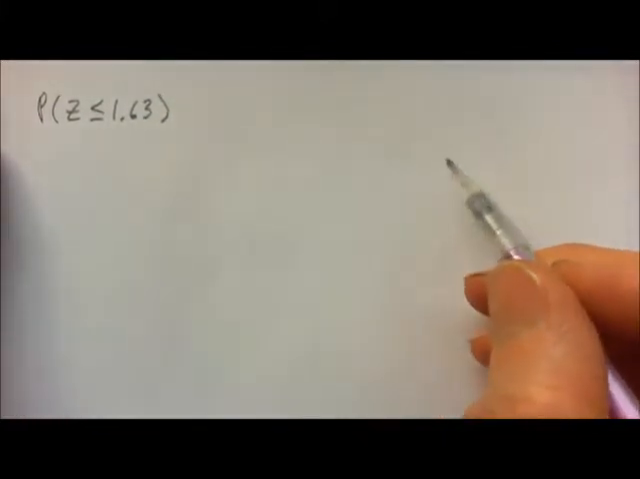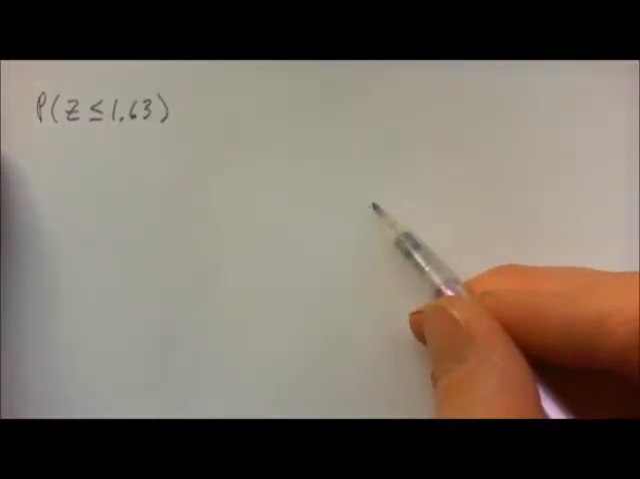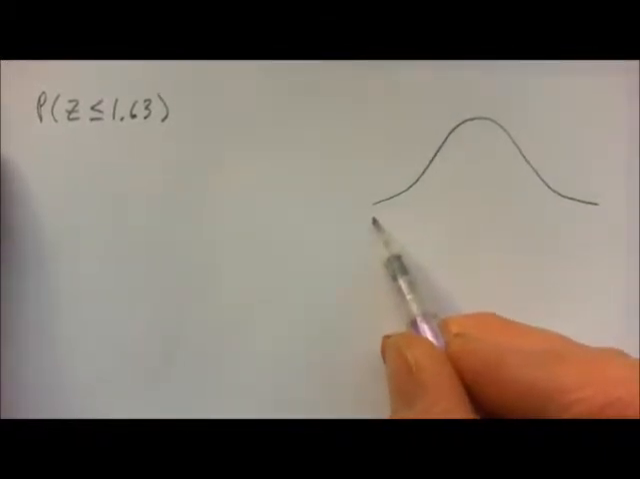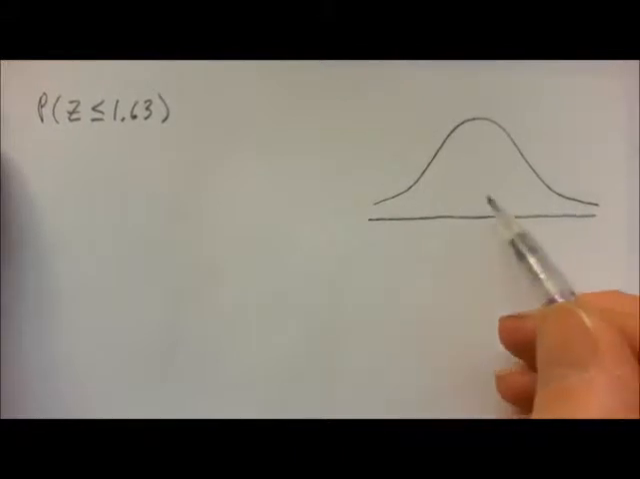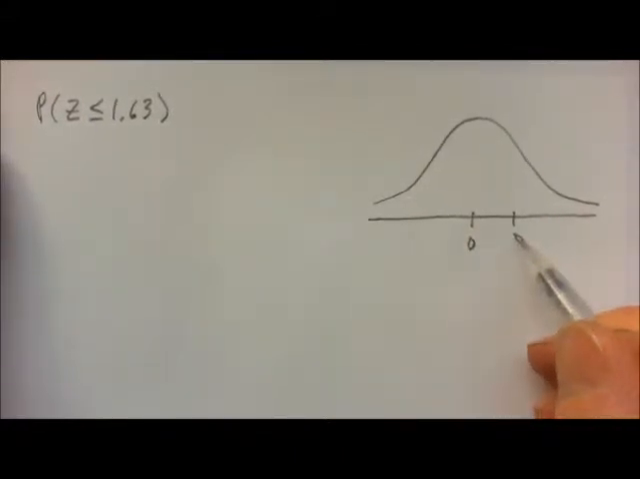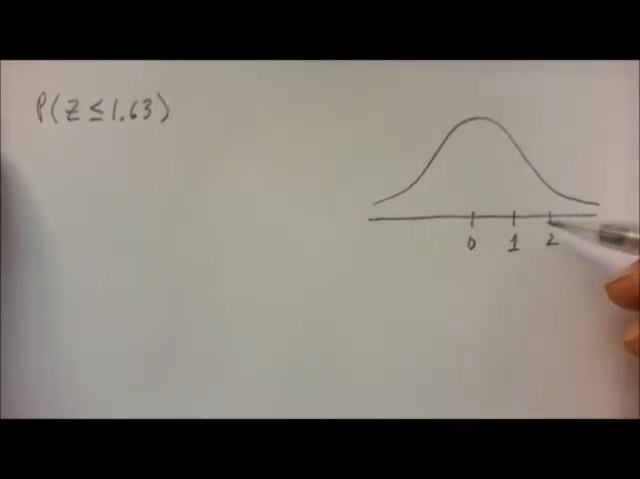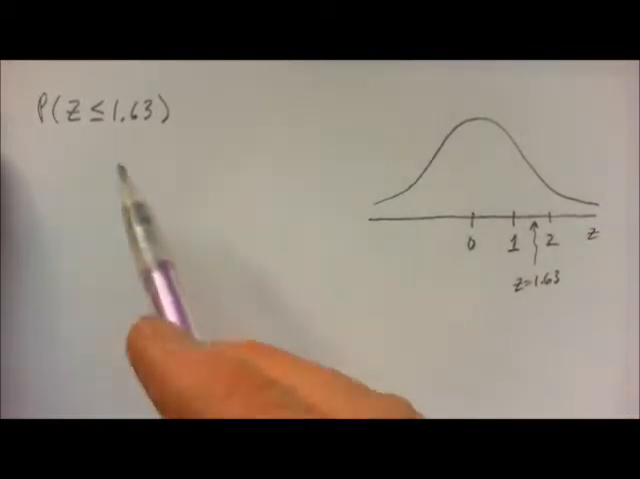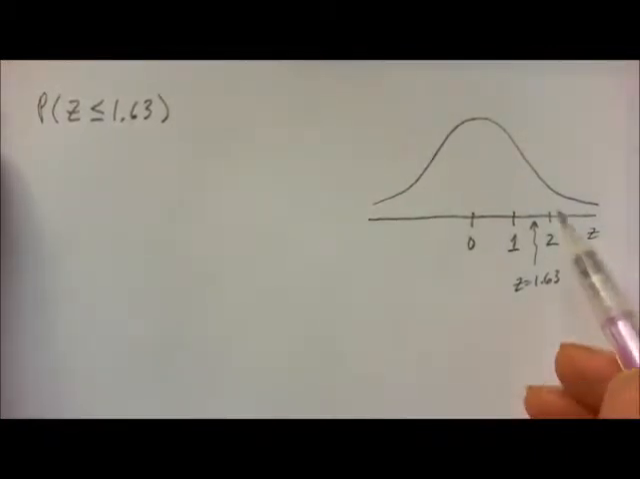Now let's draw a picture of the distribution to see what we might expect for an answer. So here's our normal distribution, something like this. We have a z of 0 here in the middle. Up here somewhere would be a z of 1. Here would be a z of 2. And so the 1.63 lies in here somewhere. All right, so this would be where z equals 1.63. And what we're looking for is the probability that z is less than 1.63.